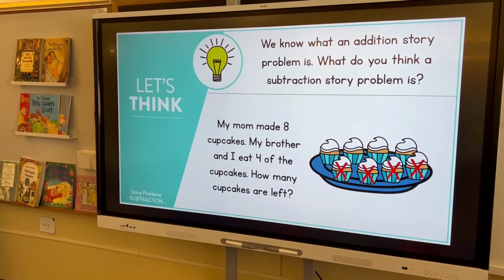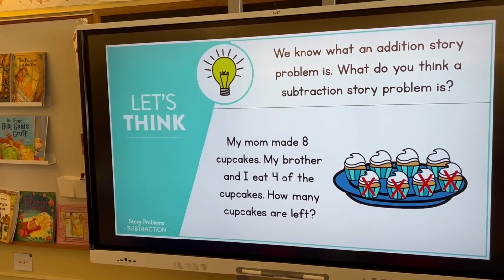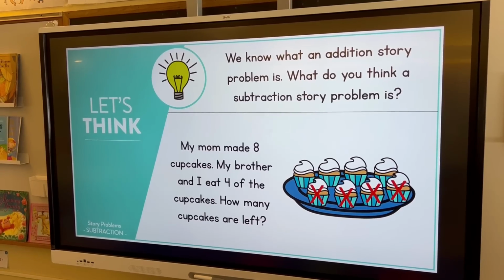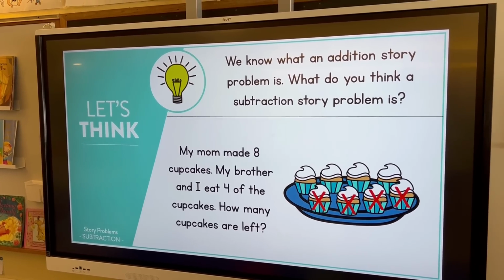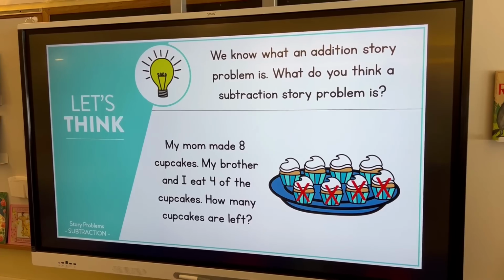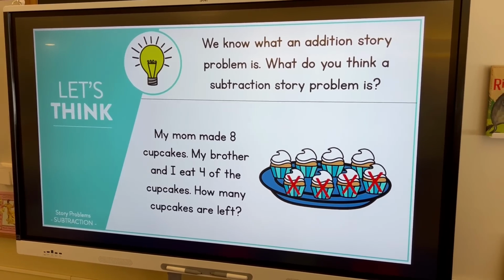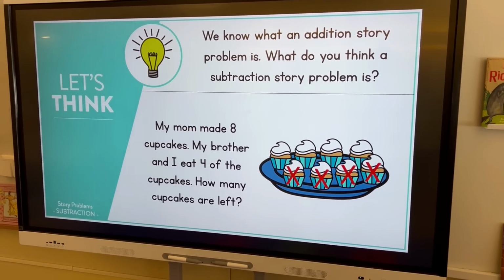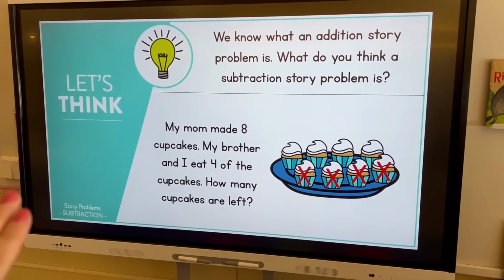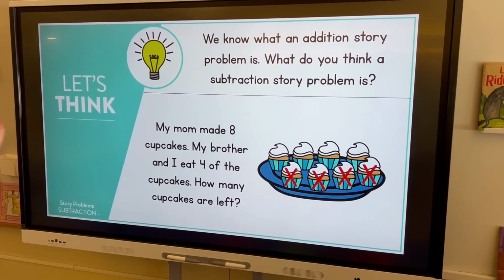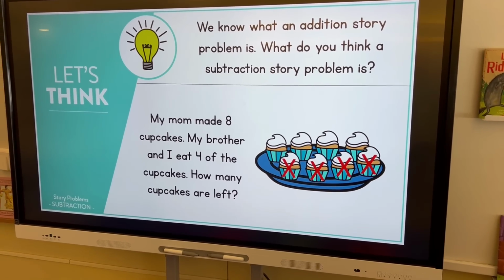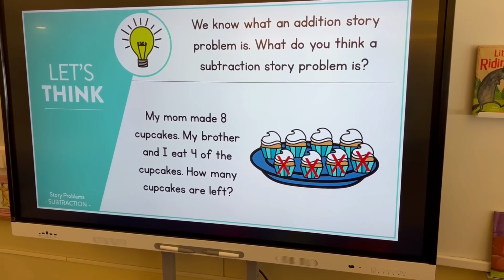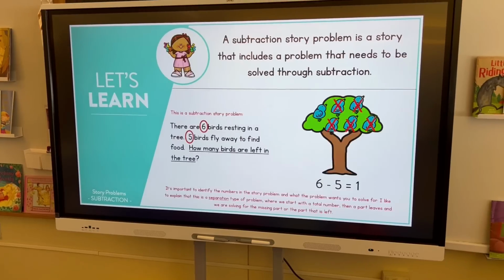So last but not least, let me just show you, this is what we're gonna do on Monday. Like I said, we really went through the strategies first. We did talk a little bit about addition story problems. So we're going to formally introduce subtraction story problems. So we always start, these are my math teaching slides, and they walk through the same 6 parts. So if we start with, let's think, we know what an addition story problem is. What do you think a subtraction story problem is? Then I have an example here, so we'll talk about that.